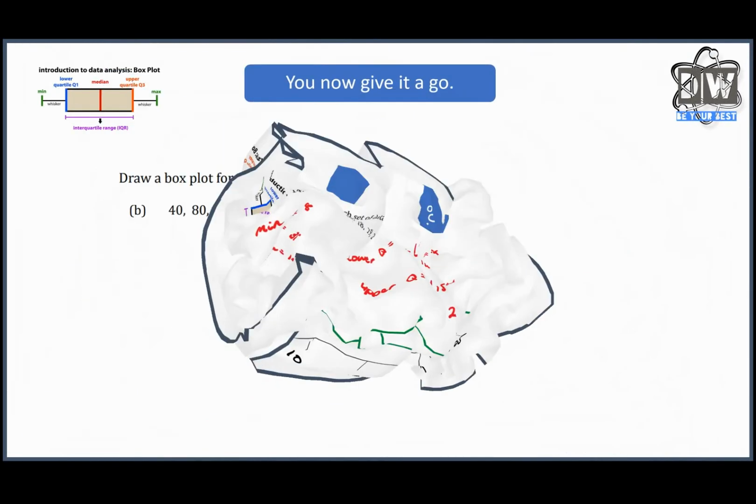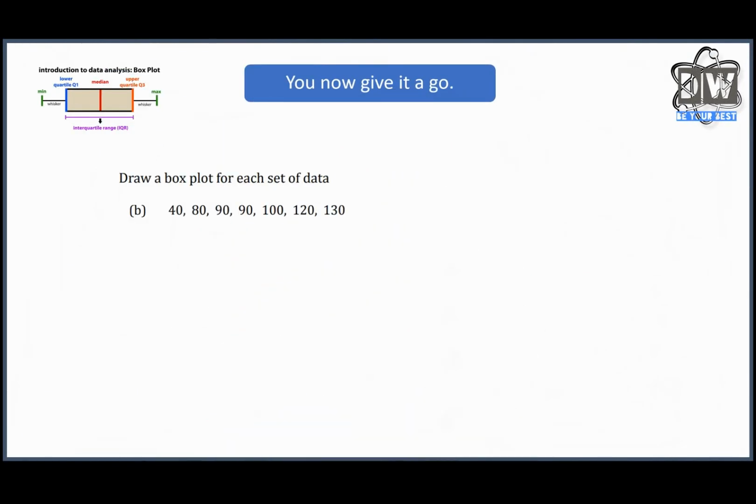Okay, so moving on now. Give these a go. Again, I've put them in order from smallest to largest. Set your min, your max, your median, your lower quartile and your upper quartile. Write it all down and then draw your graph. Pause the video and give it a go now.